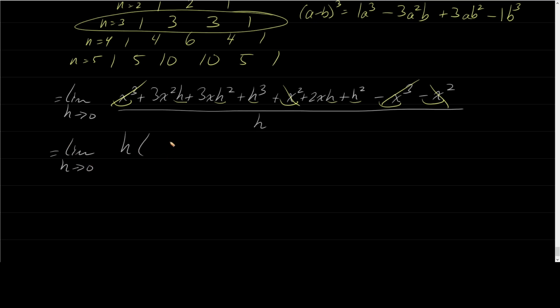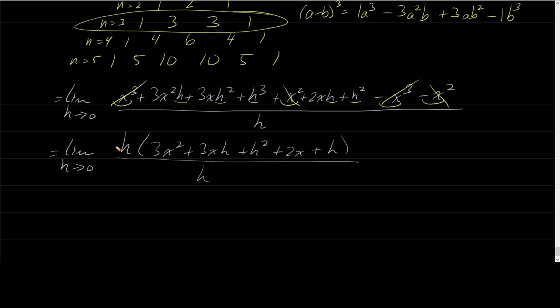So we have h times 3x squared plus 3xh plus h squared plus 2x. I'm factoring out an h, plus 2x plus h, right? So this is 3x squared h, and so on and so forth. I took an h out of everything there, and I'm left with an h on the bottom.